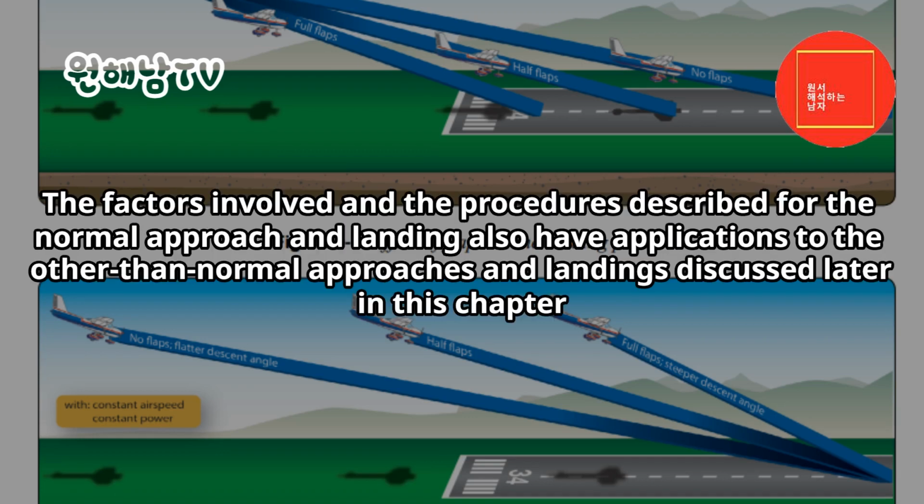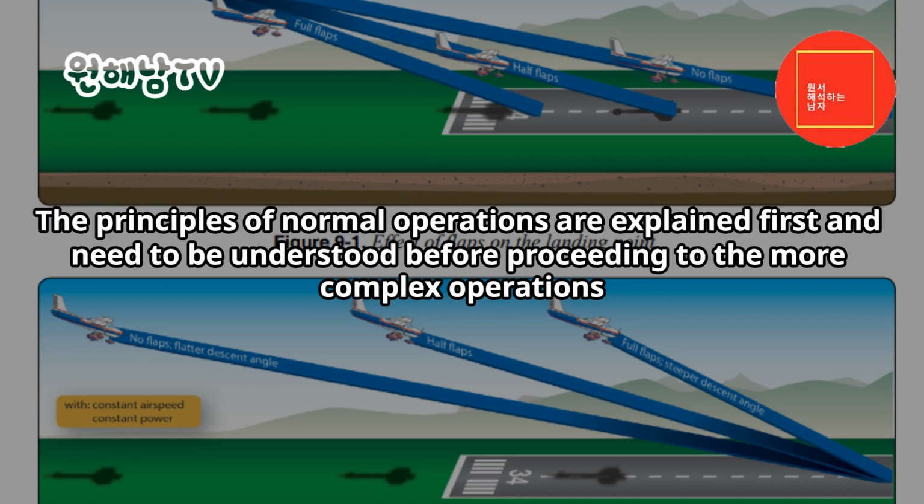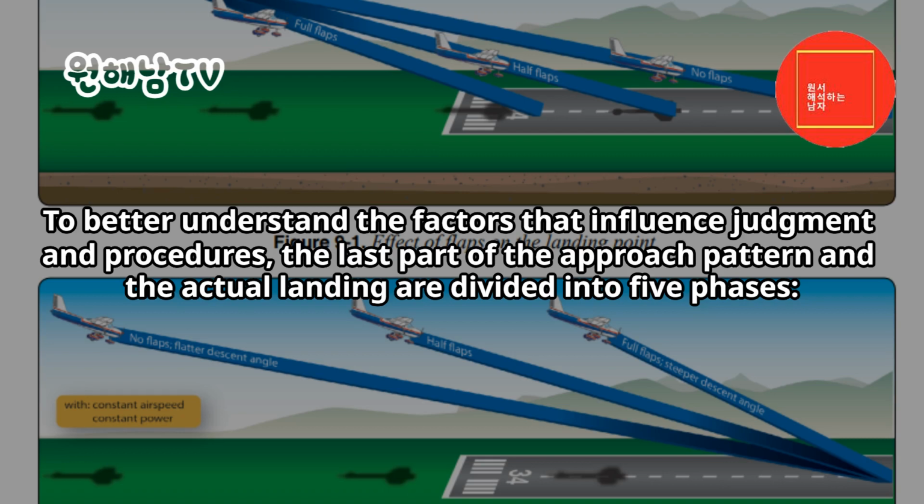The factors involved and the procedures described for the normal approach and landing also have applications to the other than normal approaches and landings discussed later in this chapter. The principles of normal operations are explained first and need to be understood before proceeding to the more complex operations. To better understand the factors that influence judgment and procedures, the last part of the approach pattern and the actual landing are divided into 5 phases.